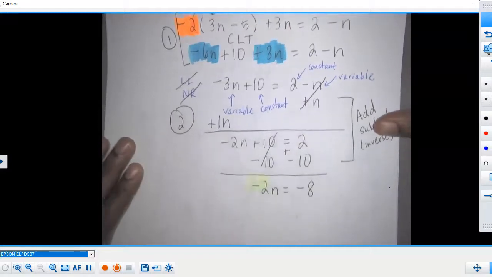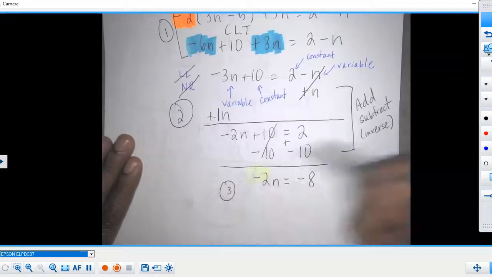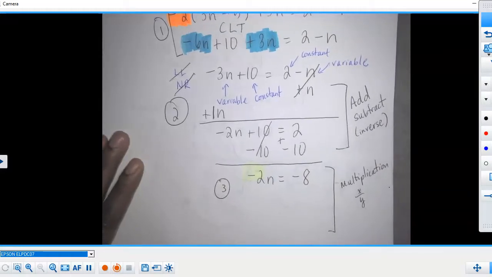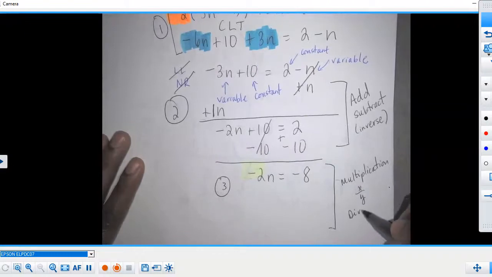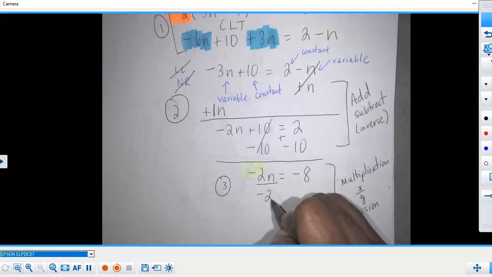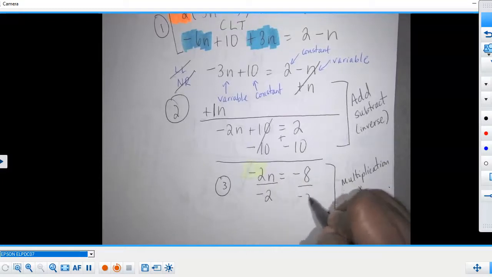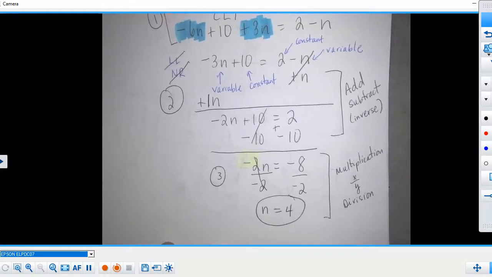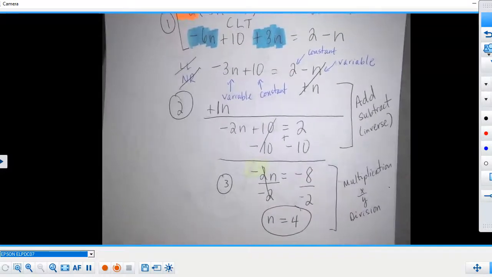Okay, then if you were paying attention and you take your notes and you rewrite your notes, it would make a lot of sense. The last step, the third step, is always where we're going to do what? Multiplication. And we do multiplication if there's some kind of fraction as a coefficient. And we do division if there's just a whole number. You'll see it as we do it, because I'm going to try to do one that's a fraction. So now I'm going to divide by negative 2. Have to keep the sign of that coefficient, and the final answer, n is equal to 4. Steps 1, 2, and 3.